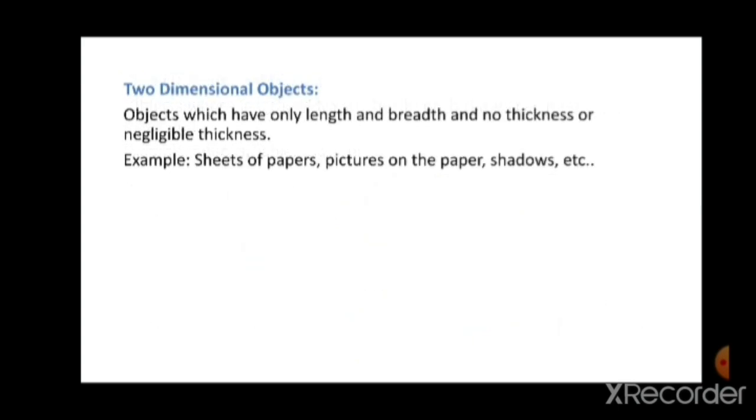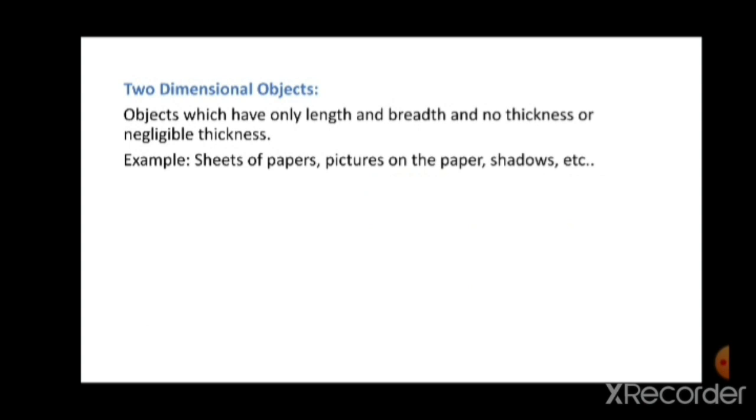Now next is two-dimensional objects. Objects which have only length and breadth and no thickness or negligible thickness are called two-dimensional objects. Objects which have only length and breadth and no height are called two-dimensional objects. Two-dimensional objects are also called 2D objects. Basically, two-dimensional objects are flat objects, having only length and breadth and not having height.